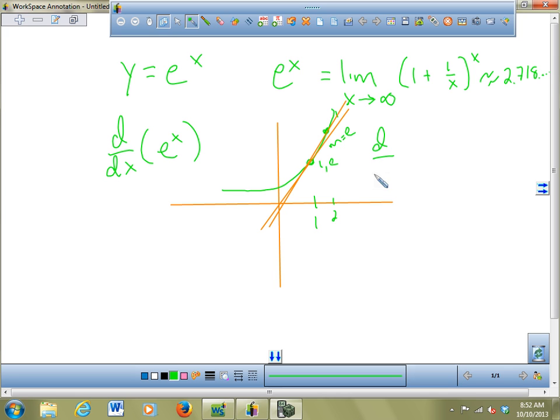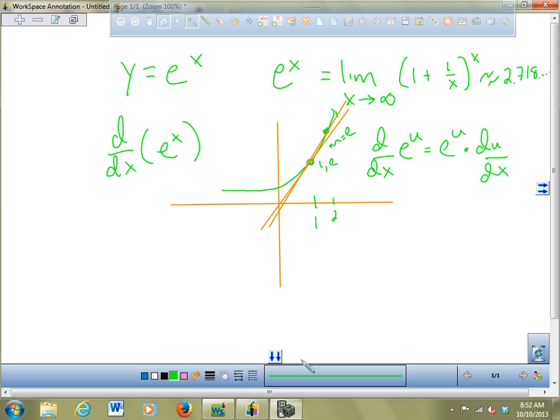If you have something like d/dx of e to the u, that is equal to e to the u times du/dx. You understand what I mean? That means the chain rule applies.